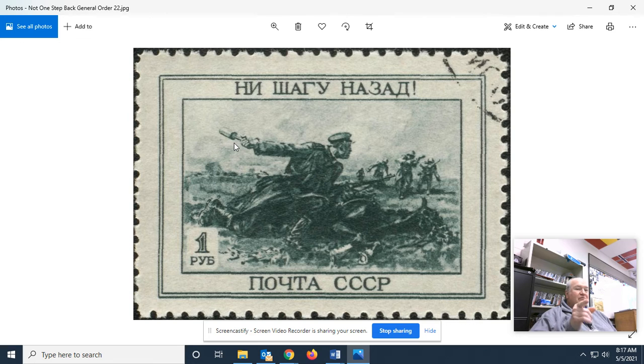It was an order. And you guys remember, you saw that film we watched, Enemy at the Gates, where the Russian soldiers advanced on German positions, got cut to pieces, they retreated, and as they retreated, they were cut down by other Soviet soldiers. Nishagu Nazad, not a step back.